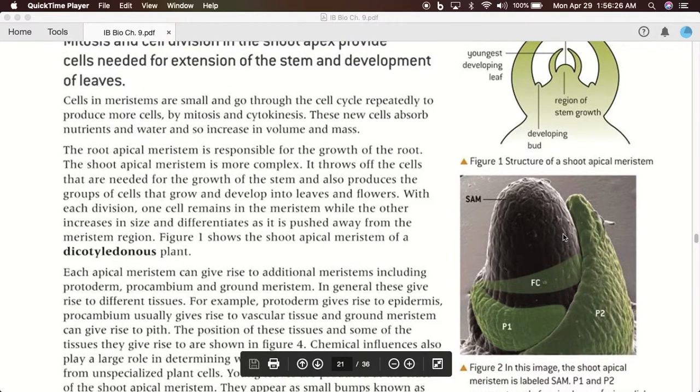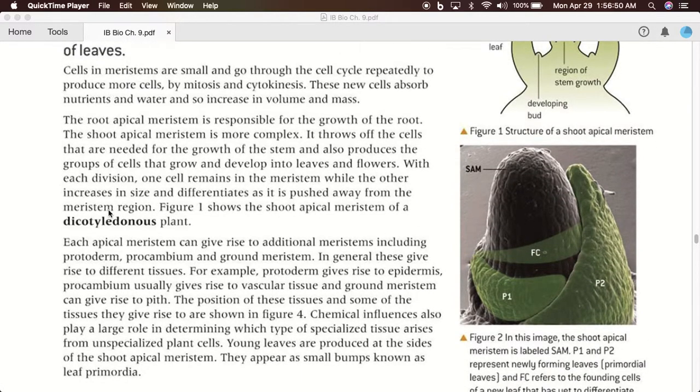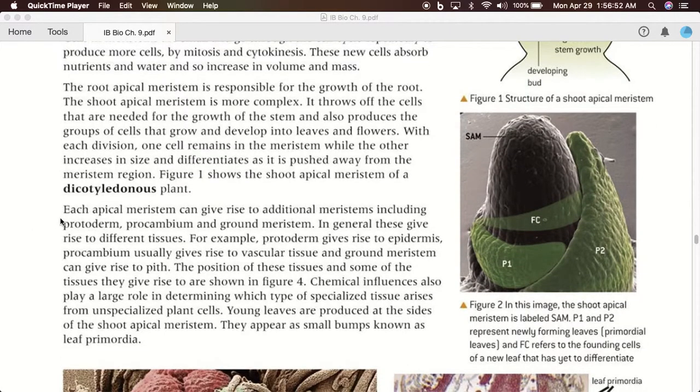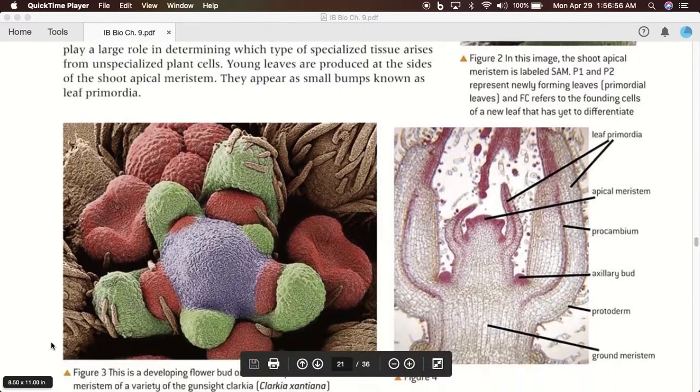So what we're seeing here, this gray one over here, that is the shoot apical meristem, and these green things around it are supposed to be representing daughter cells from previous divisions, which are then going to branch off and become like a developing leaf or something like that. This section here, I don't think you guys really need to worry about, so I'm going to continue along.